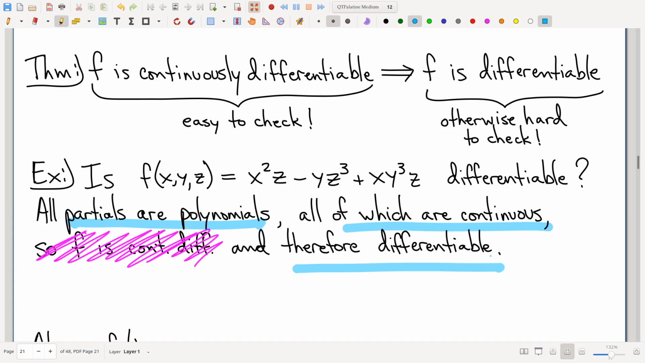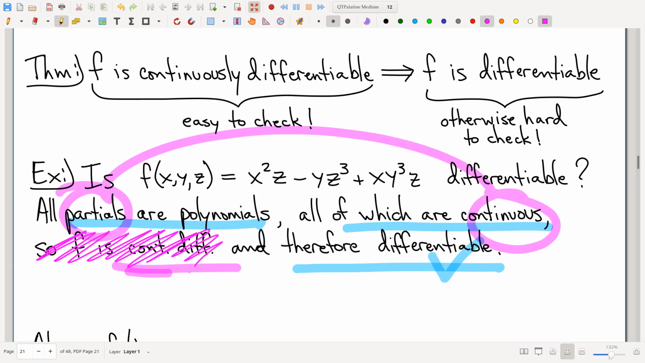Oh, hey, what happened there? Do we have a theorem that says that if the partials are polynomials, then it's differentiable? I mean, we just don't quite have a theorem that says that, right? There is a key idea that allows this conclusion to be drawn, and that is that the continuity of the partials allows me to conclude continuous differentiability. That's the missing link, right? And that has to get said.